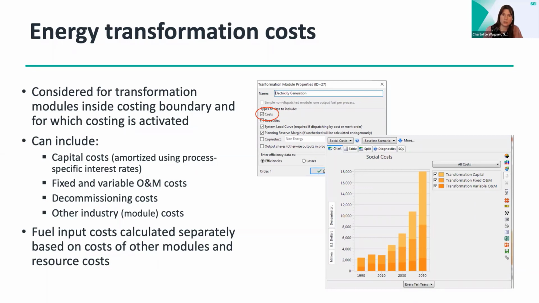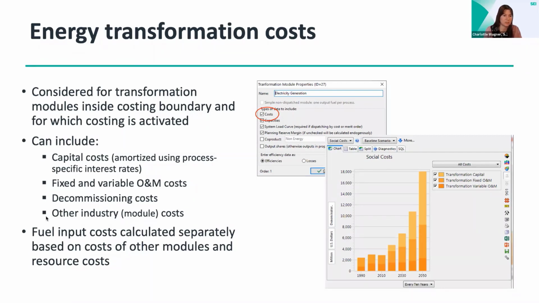And LEAP will consider these costs as long as they are within the costing boundary, which I will show you how to specify later. And similar to the way that a new variable was generated in the demand branch when you activated costs, activating cost for a specific module in the transformation branch will result in a number of new variables showing up. And you can then go in and change these variables. And the variables that will appear, and so costs that you can quantify in LEAP, include the ones that I'm showing here on the left side in the list.